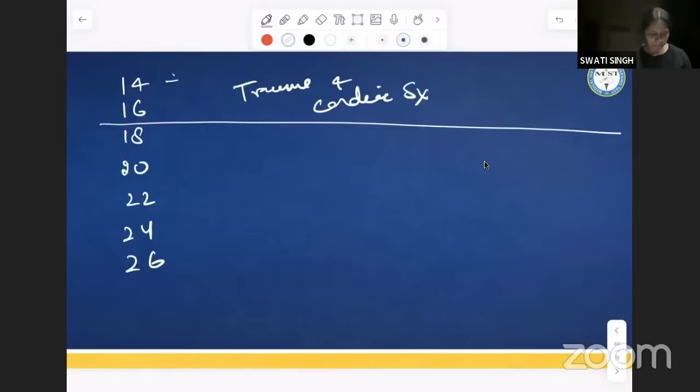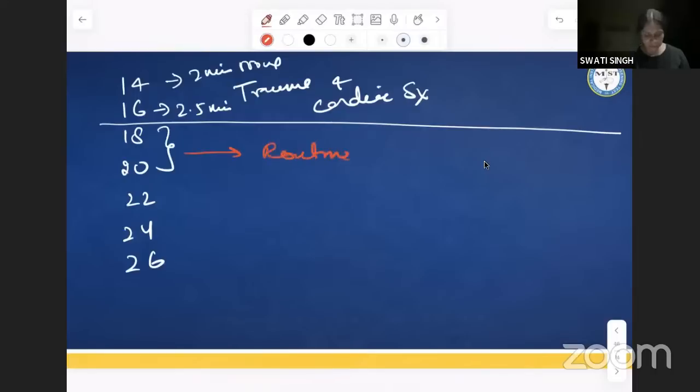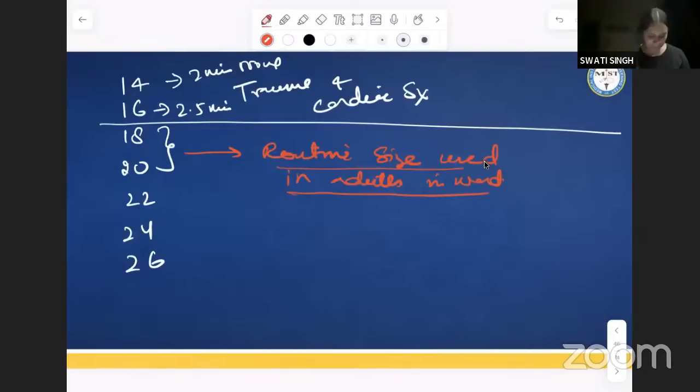With 14 gauge, in about 2 minutes I can give 500 ml saline, so 250 ml per minute. And with 16 gauge, in 2.5 minutes I can give a 500 ml bottle of saline or RL. 18 and 20 gauge are our routine sizes, used in adults. In wards, we use the 18 or 20 gauge cannula.